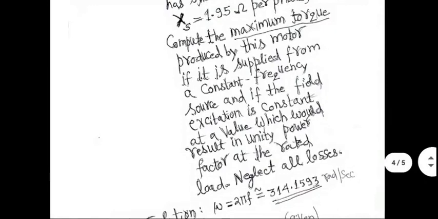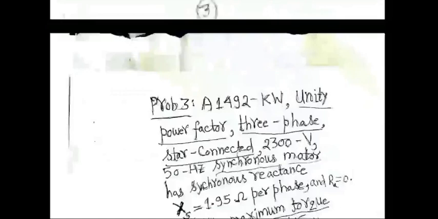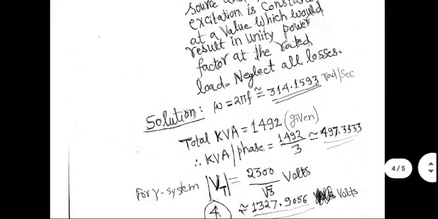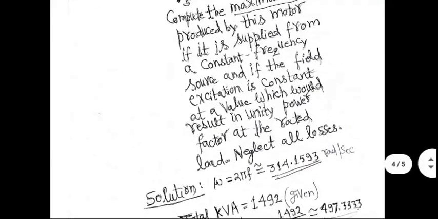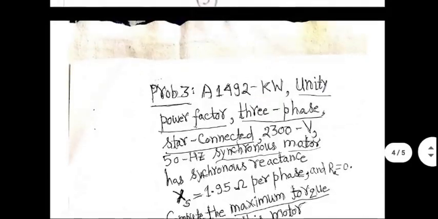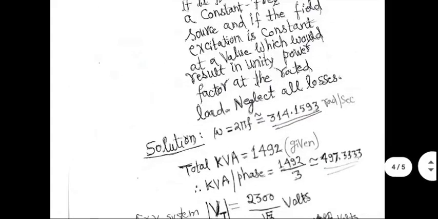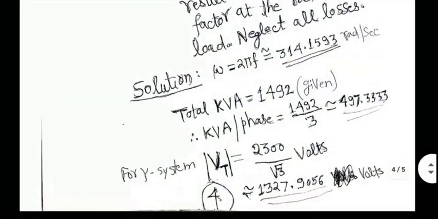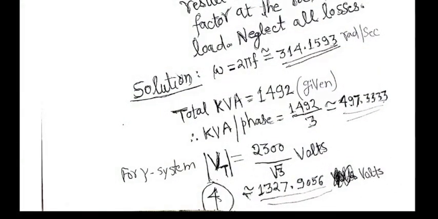Omega is 2 pi f. That's simple, right? Say 50 hertz system. Fine. Total kVA is given as 1492. Unity power factor is involved, so kVA is the same as kW. kVA per phase will be one third of the total kVA. So you get 497.3333.